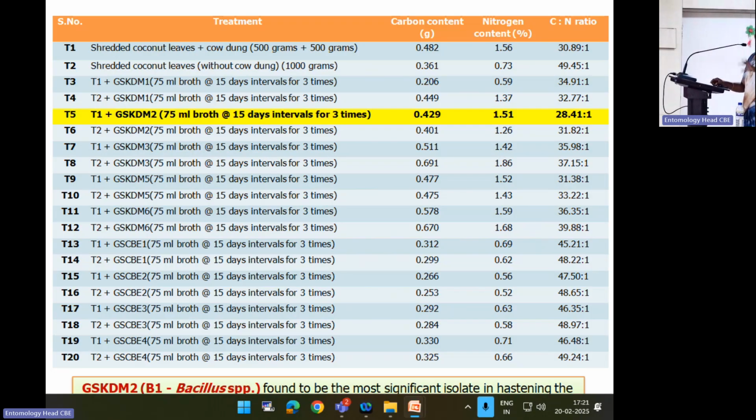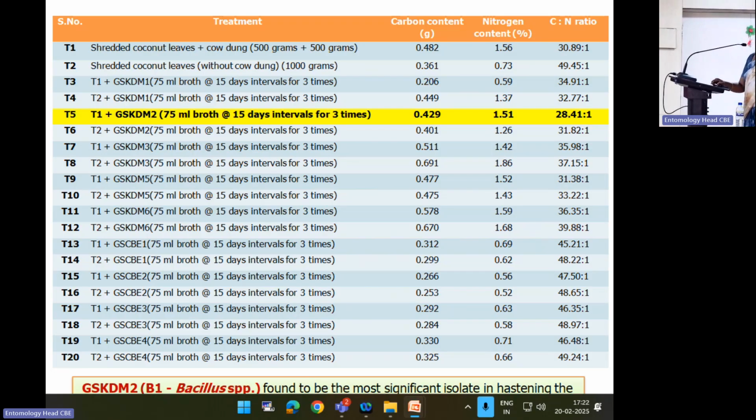So strictly speaking, the best preferred carbon nitrogen ratio for a compost should be 30:1. And here it is 20:1, which is almost close, and in a shorter time, that is 45 to 50 days, we were able to compost this. So this was proved to be an efficient isolate.